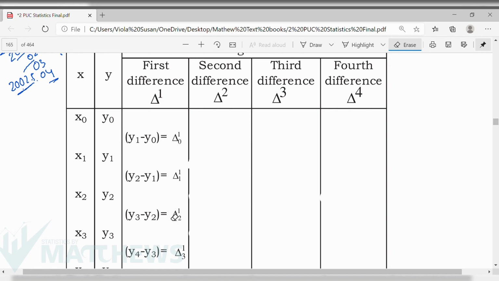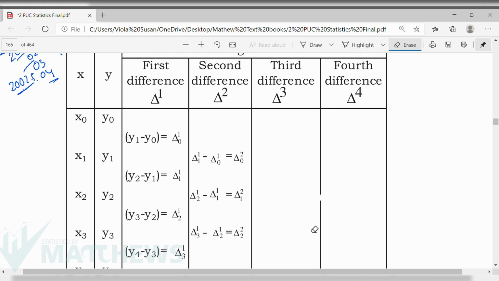Now the second difference, students. The second difference is the differences of the first difference column. You can see here very clearly: delta 1 raised to 1 minus delta naught raised to 1 is equal to delta naught raised to 2. Raised to 2 is just because of the 2 differences here. Okay, this is the second difference.